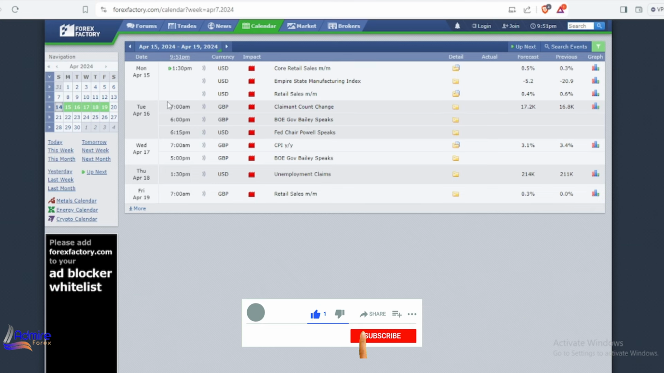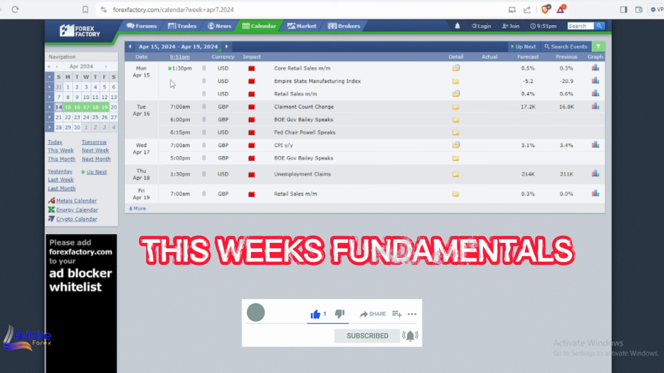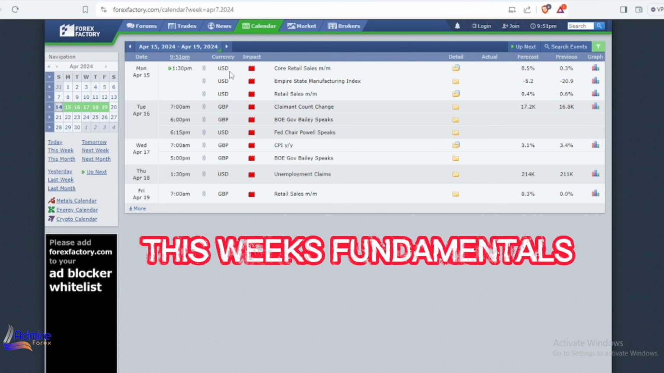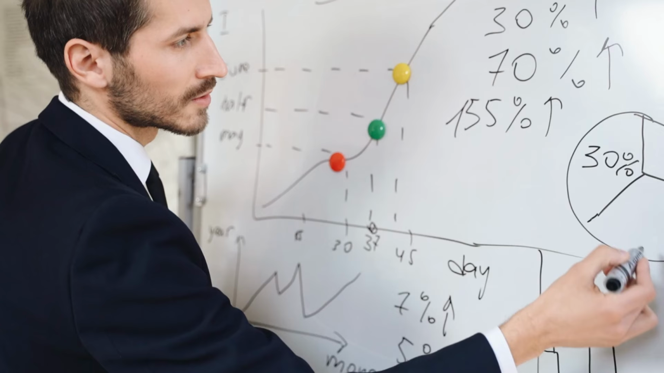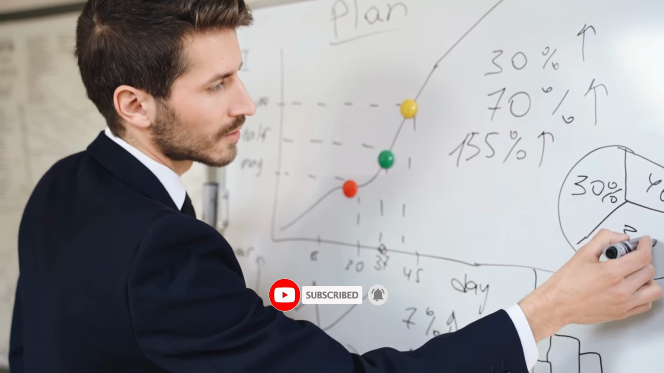First of all, we always look at our fundamentals. Looking at our fundamentals for the coming week, on Monday we have some fundamentals for the USD: core retail sales, Empire State retail sales. Tuesday we have GDP and USD Fed Chair Powell's speech. Wednesday we have CPI yearly, Thursday unemployment claims, and Friday retail sales. Those are the high impact news, the red folders, that we are expecting for next week.